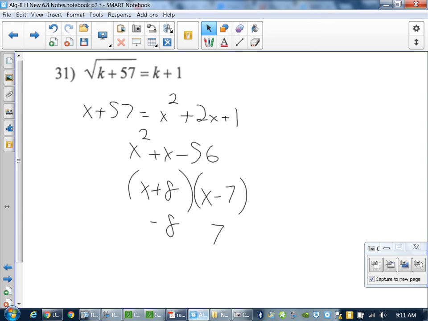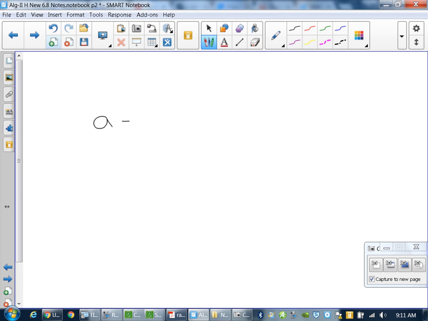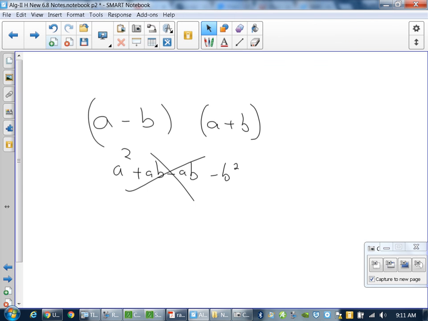Yes. It looks like it wasn't even FOILed, it was just this and this, because it's a difference of squares. There's no middle term. That's the whole trick about difference of squares. If you do in fact FOIL the whole thing out, you get a squared plus ab minus ab minus b squared. That's the whole point of doing it that way, because it eliminates the middle terms. That's why we use conjugates, because it gets rid of that term.